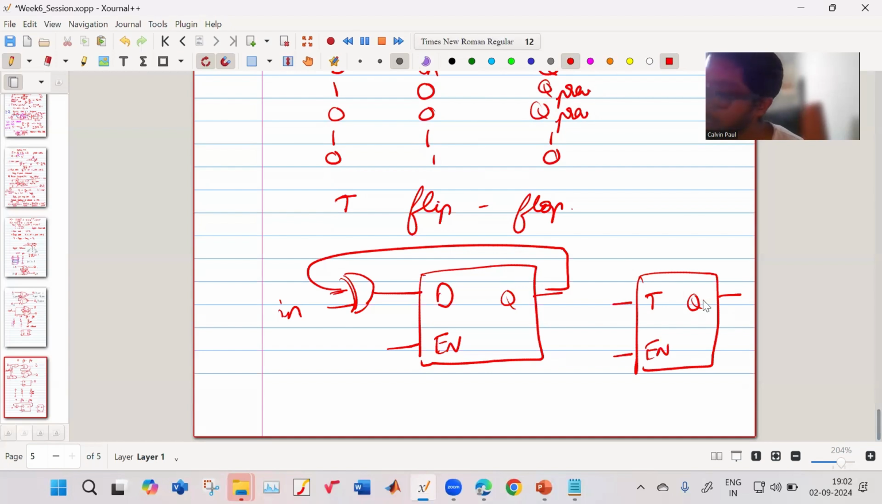So the truth table of this is, let us say this is T, this is enable and this is Q. If enable is 0, regardless of what T is, it could be anything, your Q will not change. Your Q will be Q previous. But if your T is 1 and enable is 1, then Q will become Q previous bar. And if your T is 0 and enable is 1, it will be Q previous.